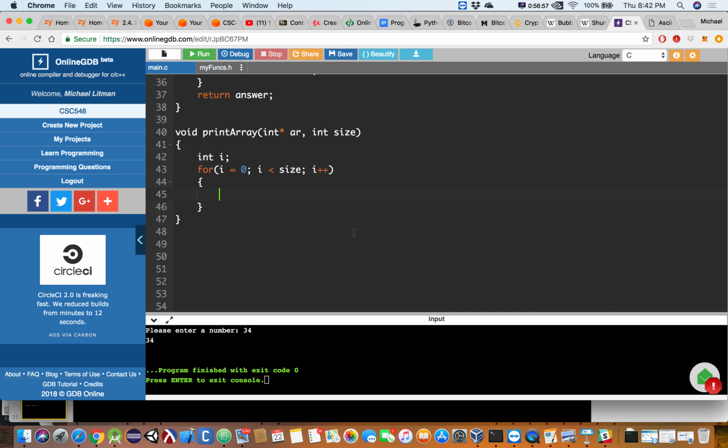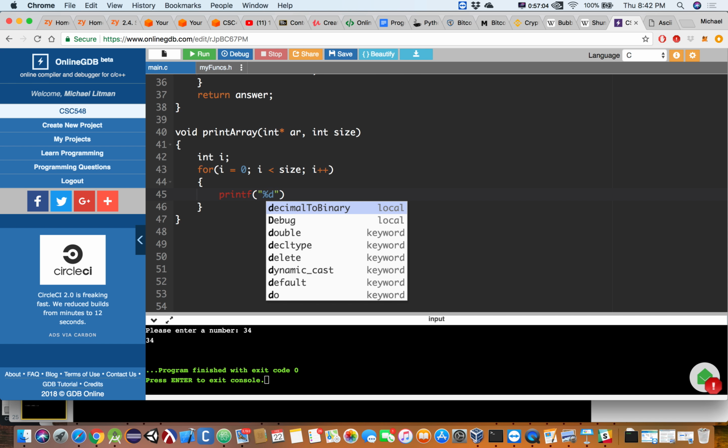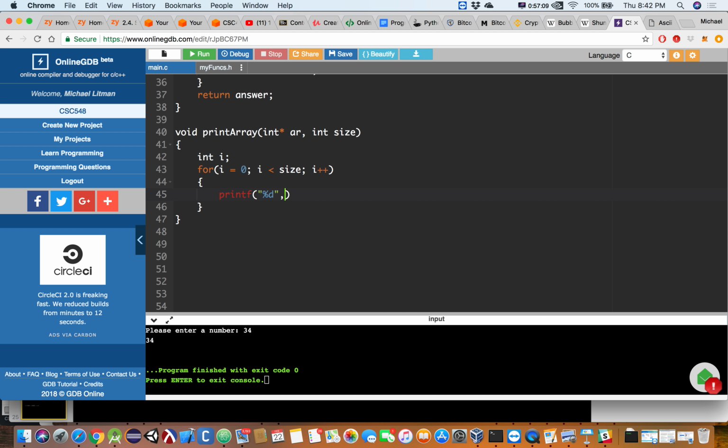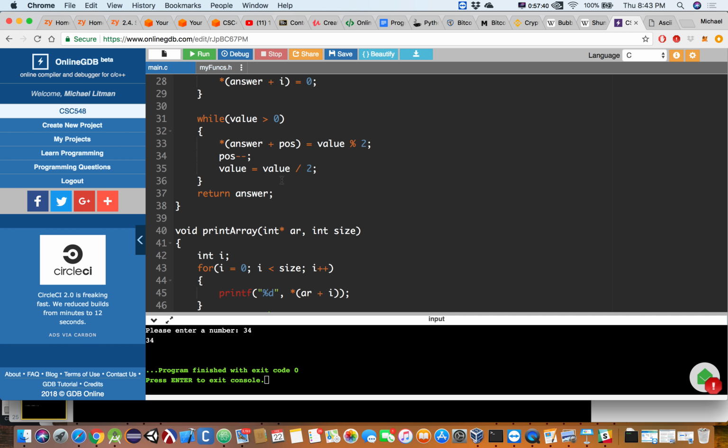What are we going to do in here? We're going to say a printf of %d, and we don't need to put any spaces, and then the value that lives at AR plus i. Then after that, I'll do a \n. So print array takes an integer array and how many buckets are in that array, goes through, and displays the value in each of those buckets. This should be a whole bunch of zeros and ones, padded with a bunch of zeros at the very beginning. So that should show me my correct answer.